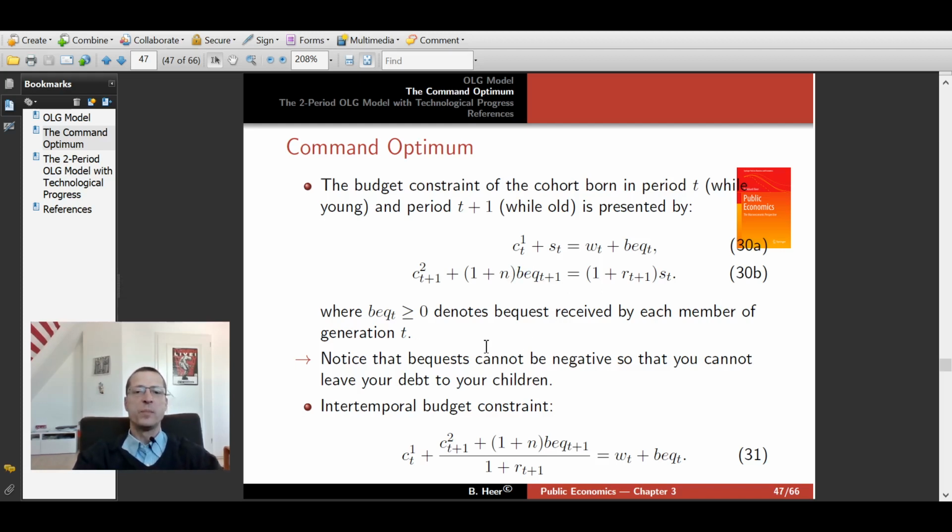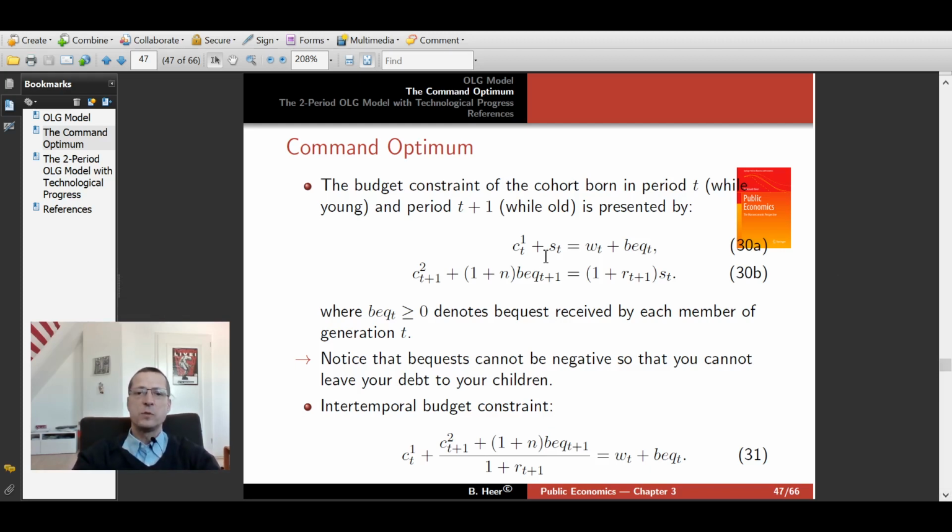We also assume that the bequests are larger or equal to 0, so you cannot leave debt to your children. This is sometimes written in tax law. If you have an inheritance in some countries in this world, for example Germany, and your parents leave debt to you, you can decline to accept the inheritance.